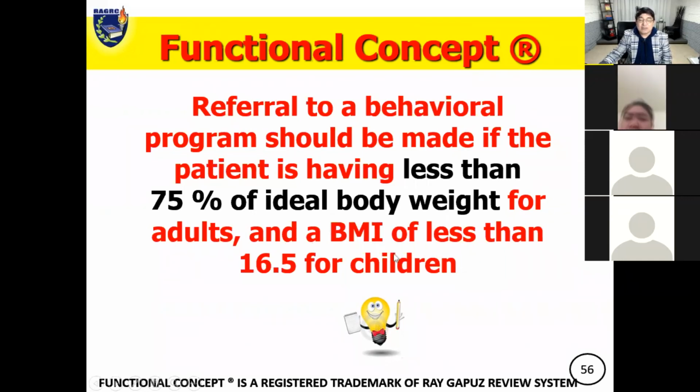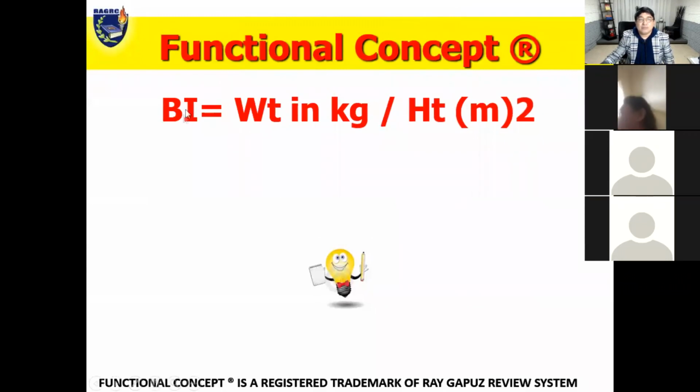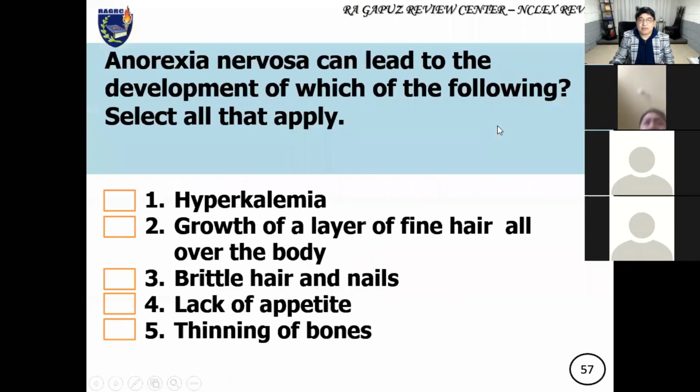Okay, what is the formula for your BMI? Always remember this: weight in kilograms divided by height in meters squared. That's as simple as that. Weight in kilograms divided by height in meters squared, okay? Don't forget, okay? So BMI is weight in kilograms divided by height in meters squared, okay?